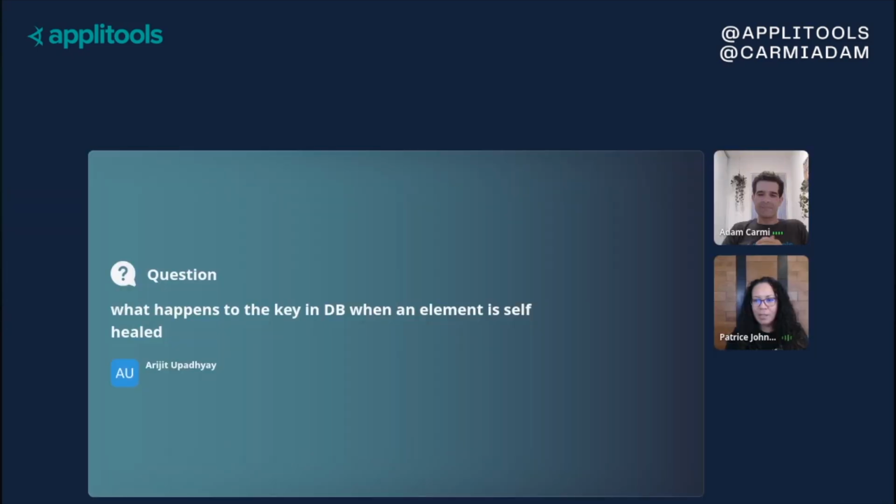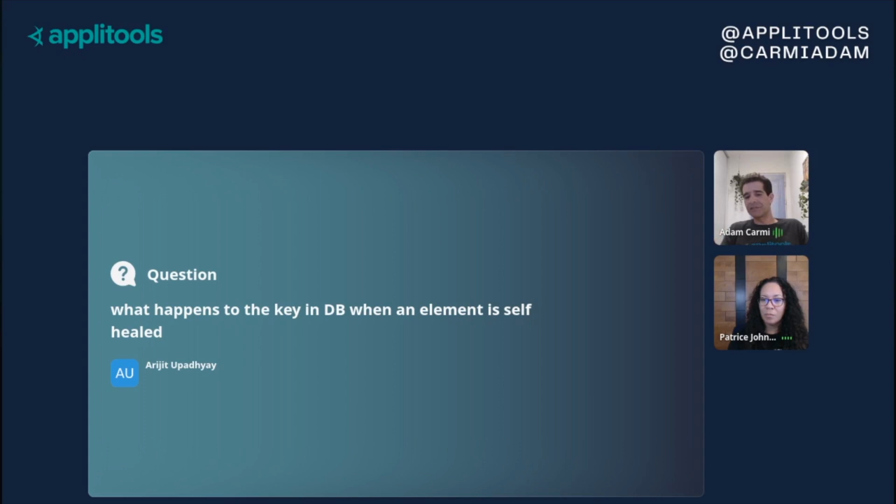All right. And what happens to the key in DB when an element is self-healed? So the key doesn't change. The key is the locator that you are using in this test to find the element. If we find the element, we use that locator as the key. And if we are able to locate the element with your locator, we gather the data and store it in the database and keep it fresh. If your locator cannot find the element, we still use our own techniques to find the element and store all the information about it under that same key. As long as you keep using that old key, we'll be able to find the element for you.